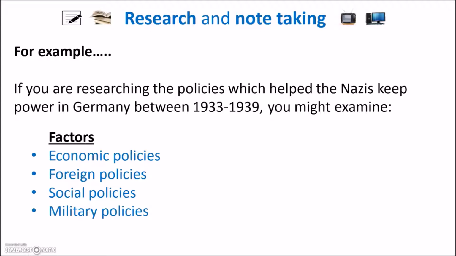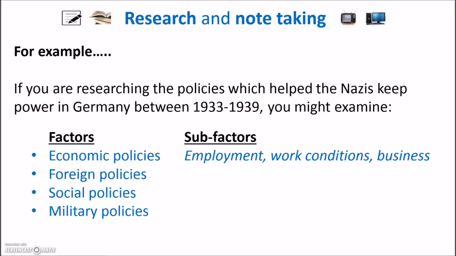These, quite simply, are the points which relate to each individual factor, but develop the point a bit more. For example, when looking at economic policies, you might consider the different ways that the Nazis tried to boost employment. You might look at how they tried to enhance work conditions, and finally you might consider their support for businesses. You would identify sub-factors for each of your main factors. You can see the way that having the sub-factors makes it much easier to envisage the type of facts you might want to look at when you conduct your research.